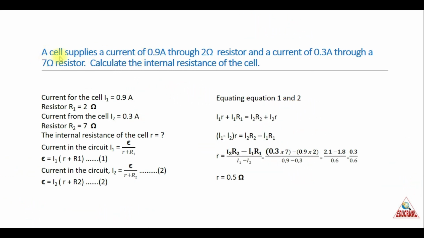Next problem. A cell supplies a current of 0.9 ampere through a 2 ohm resistor and a current of 0.3 ampere through a 7 ohm resistor. Calculate the internal resistance of the cell.